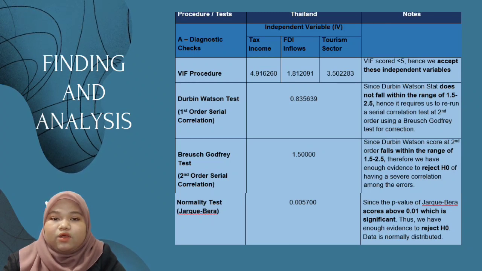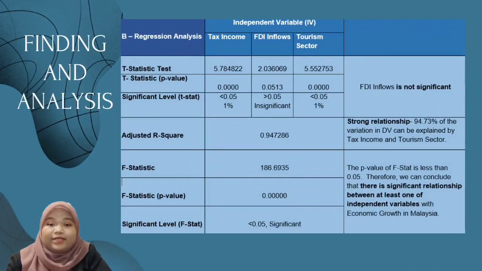at the second order. For the third diagnostic check, the normality test, since the p-value of Jarque-Bera is 0.005700, we have enough evidence to reject H0 because the p-value is less than 0.1. I may conclude that residuals are not normally distributed for the samples from this time series model. Next is multiple regression analysis.